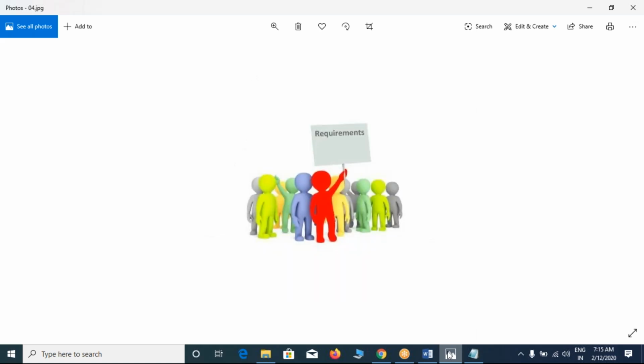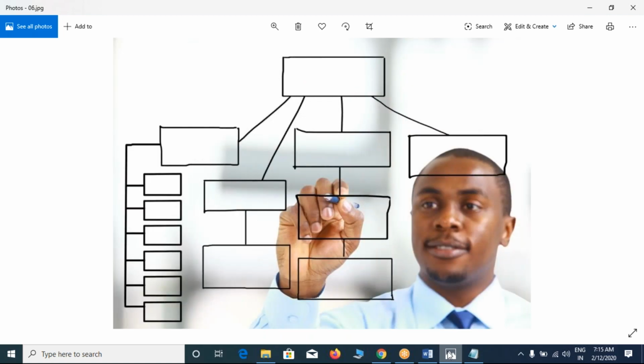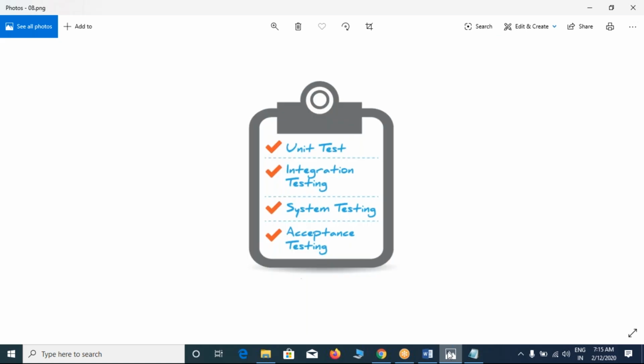Next, requirement gathering. The business analyst and system analyst collect the requirements from the customer and finally prepare two documents, BRS and SRS. Next, the plan will be prepared by the project manager. Design will be done by the architect team, such as high level design and low level design. Next, coding is done by the programmer based on the requirements, plan, and design, using different technologies such as Java, C Sharp, Python, Ruby, etc. And finally, testing: two methods, white box and black box, and four levels, such as unit testing, integration testing, system testing, and user acceptance testing.